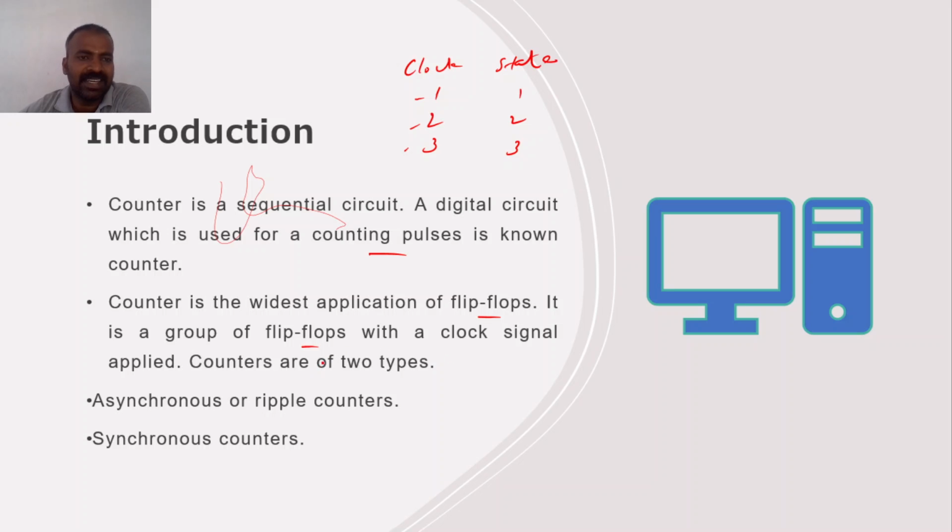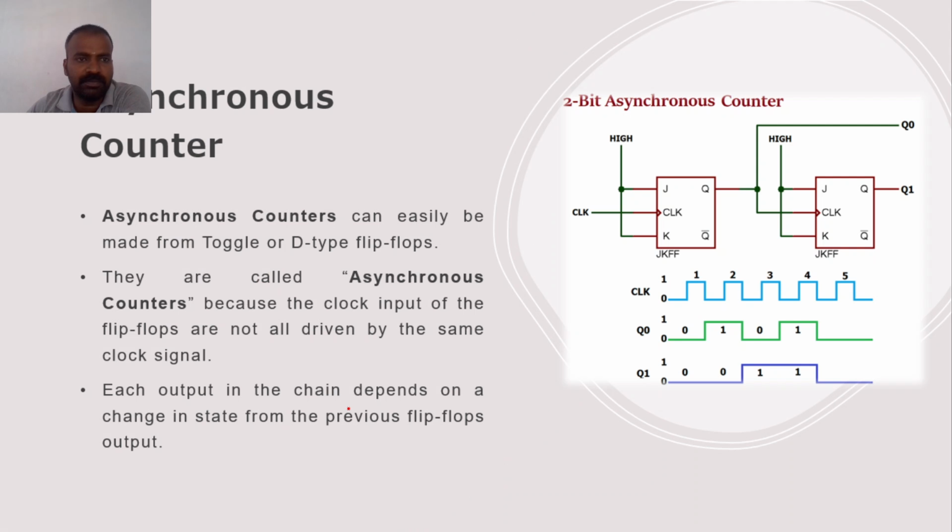How to construct a counter? When we combine more than one flip-flop together, we can make counter circuits. In counters, there are two types. One is the asynchronous counter or ripple counter. Another one is the synchronous counter. Let's see one by one.